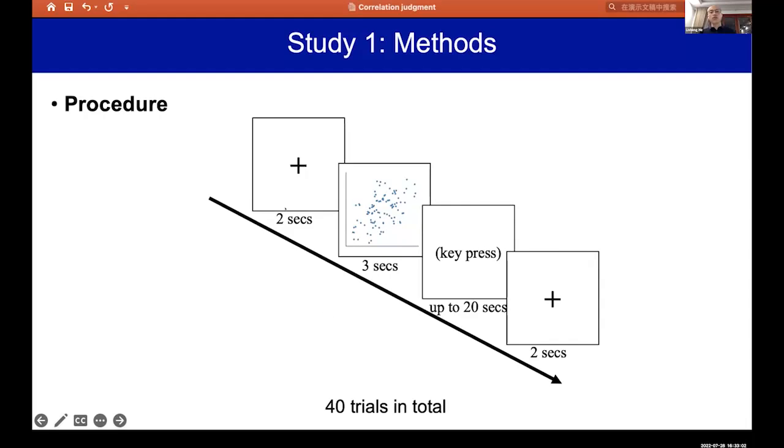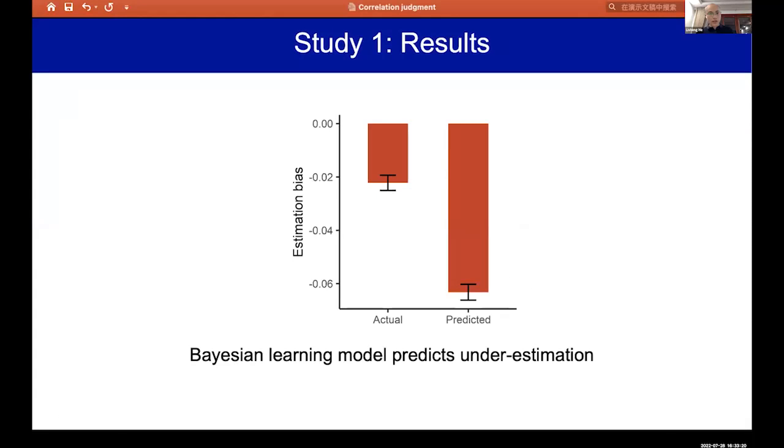Each trial starts with a 2-second fixation, followed by a 3-second viewing of the scatter plot. After that, the participants make a self-paced judgment of the correlation in the scatter plot. And that's the procedure of the trial. And here are the results of study 1.